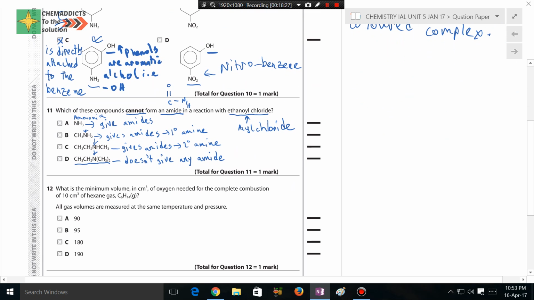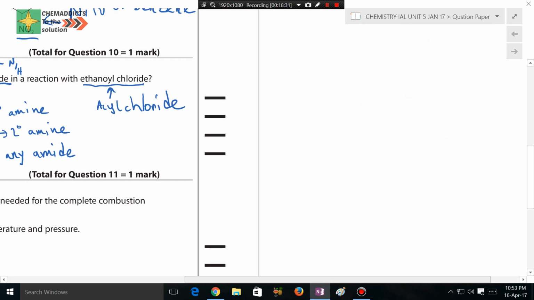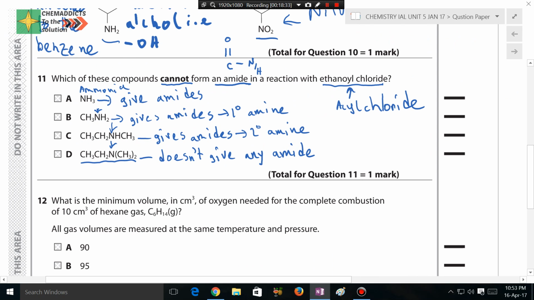So in here, the answer is D. Why? Because first of all, option D is a 3-degree amine, and a 3-degree amine doesn't have any hydrogen on the nitrogen atom, and third, it won't react with acyl chloride. That's the answer. So fellas, I hope that you have understood the question as well as the solution.